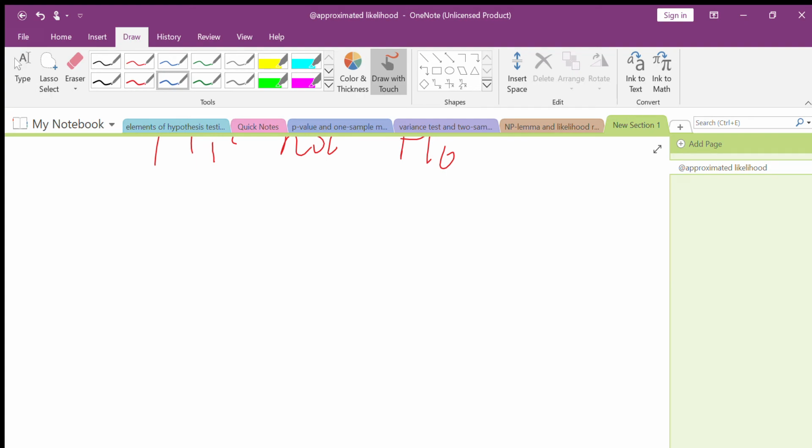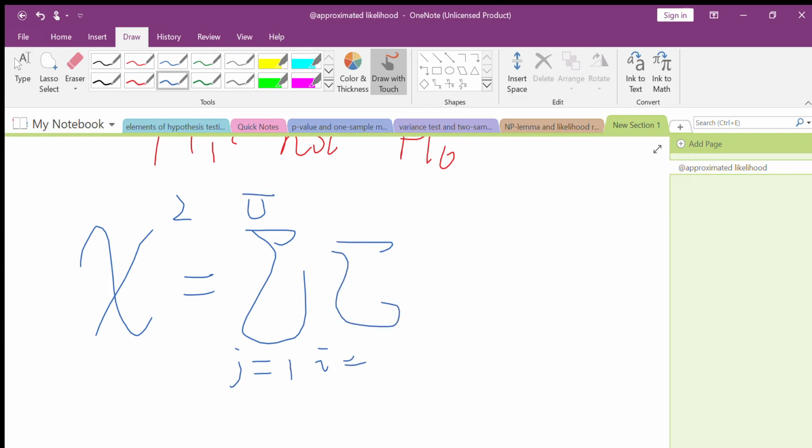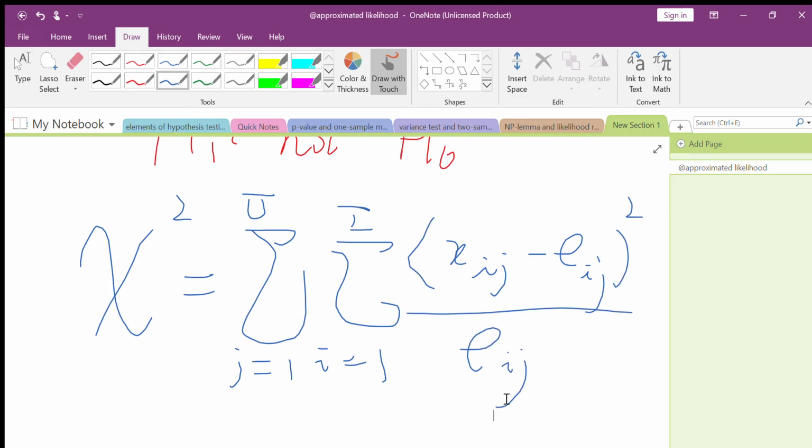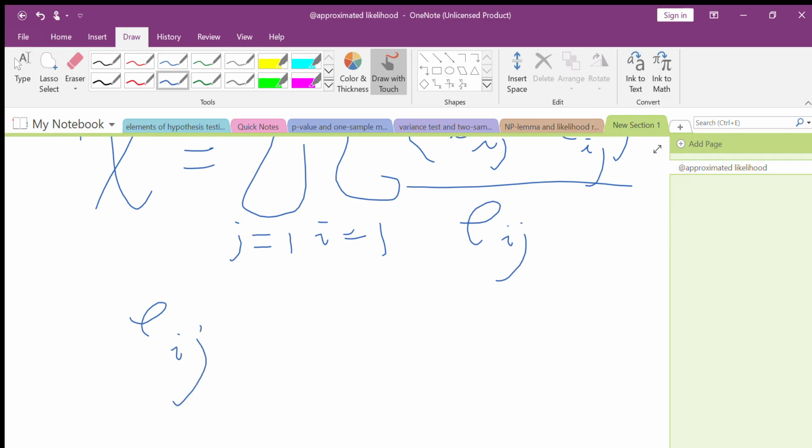Then we apply the chi-square test statistic. The chi-square test statistic in this case is the double summation, small j from 1 to capital J, small i from 1 to capital I, of small xij minus the expectation eij, squared, divided by eij. So what is eij? Eij is n times Pij0.